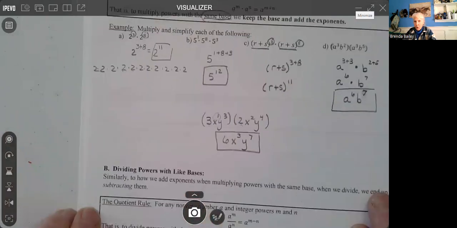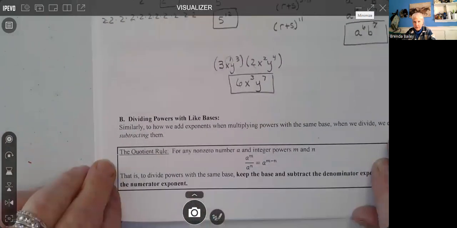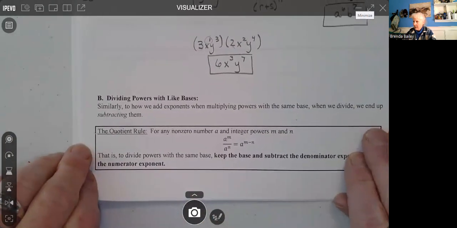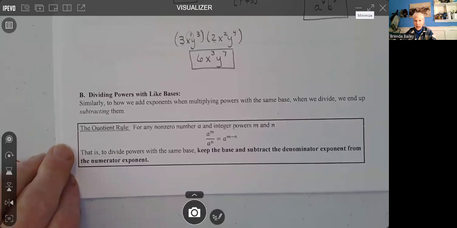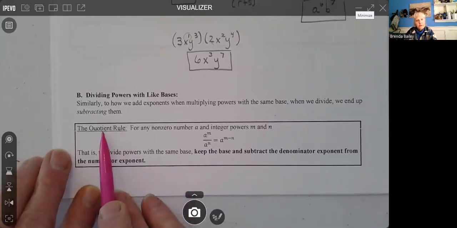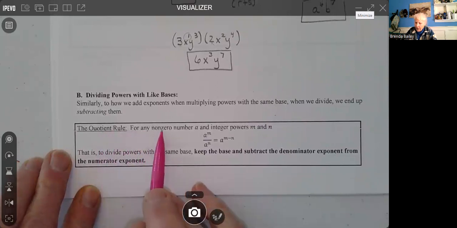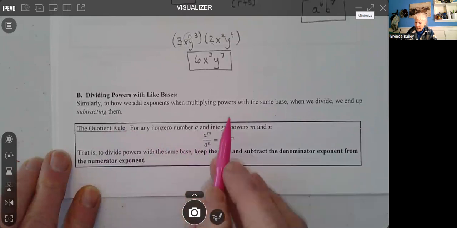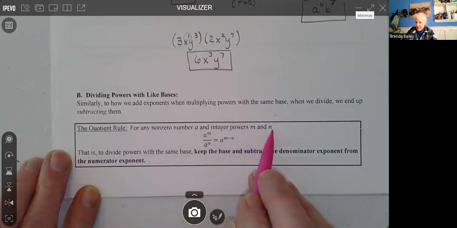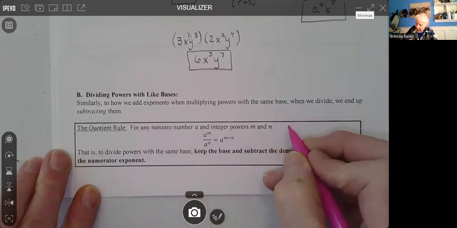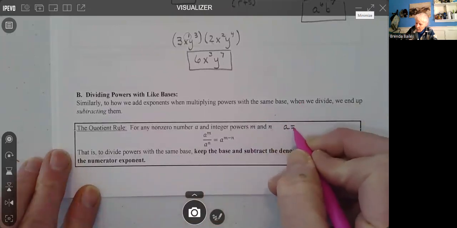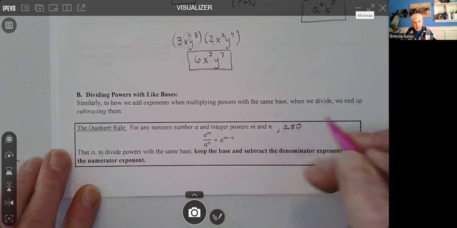If they ask for the quotient, let me move this up there. All right. If they ask for the quotient, it's a division problem. They're asking for the answer in your division problem. Now, for any non-zero number A and integer powers m and n. Now, what they might do is they may say that A does not equal 0 on the side. They'll have a comma there.